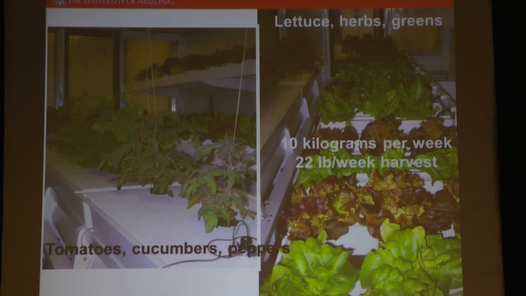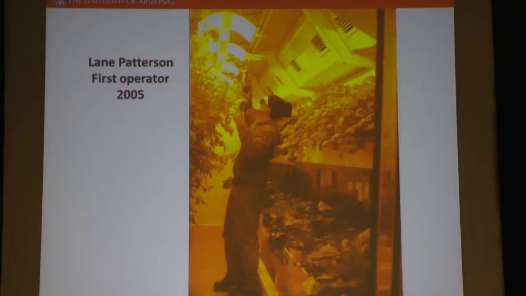Some of the initial crops and production rate, 10 kilos per week of lettuce, herbs, and greens, and then in tall crops, tomatoes, cucumbers, and sweet peppers. They've gone on to grow more than 50 different species of crops in the system. Again, one environment, and I did mislead you a bit. There are 2 possible hydroponic nutrient solutions that we could have, all recirculating to save water.